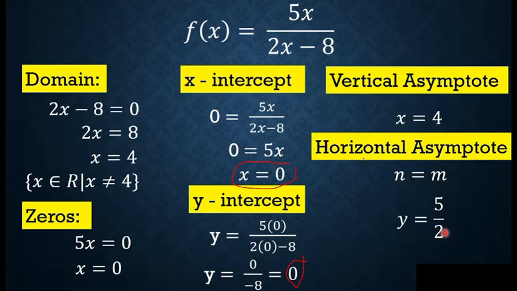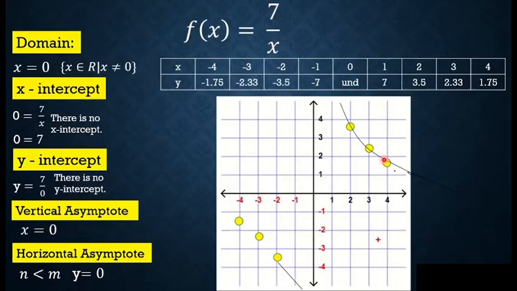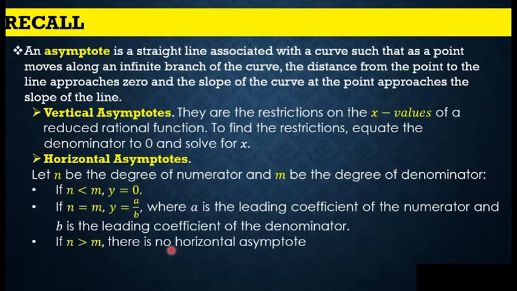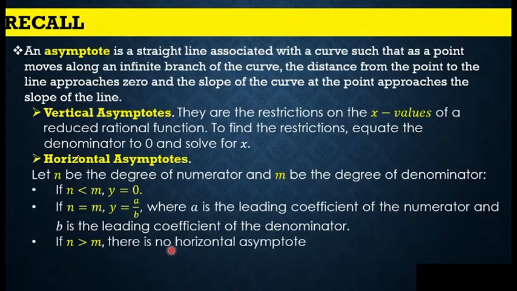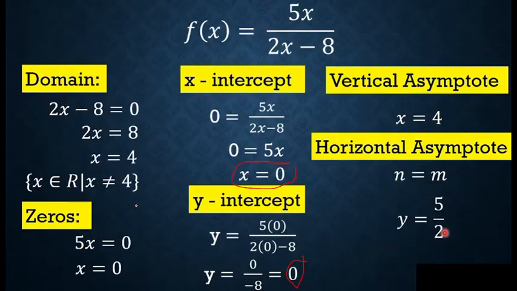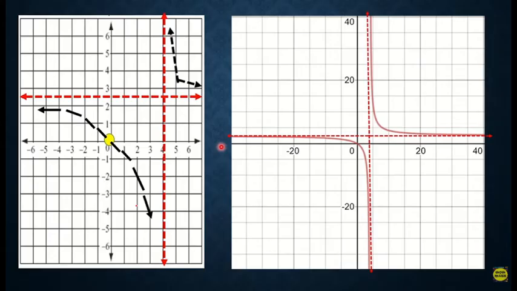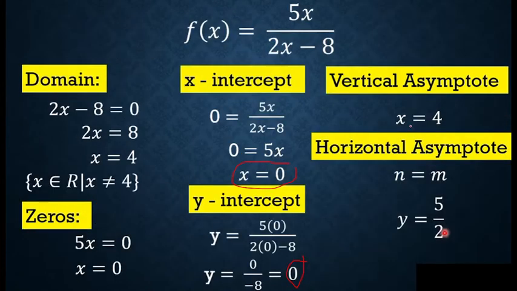Then, in the horizontal asymptote, applying the condition, why does it become 0? N equals m. You use n equals m when the fraction has a degree. So when it has a degree, it has a degree of 1. You use n equals m when there is a variable here.